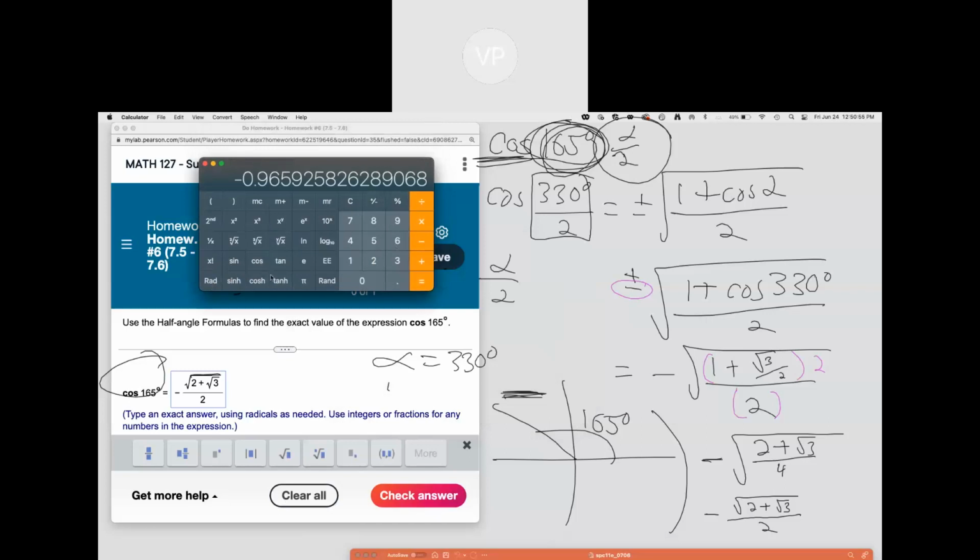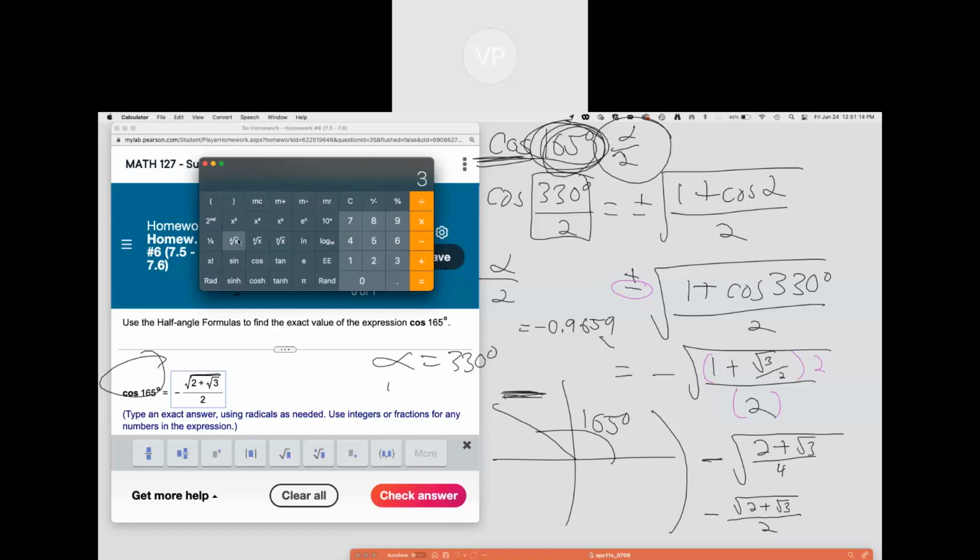I'm in degree mode. Let's hit the cosine of that. We get this negative 0.965. Okay, just need a few decimals to know if it's right. Now, the exact answer I got was down here. Let's see if this works.